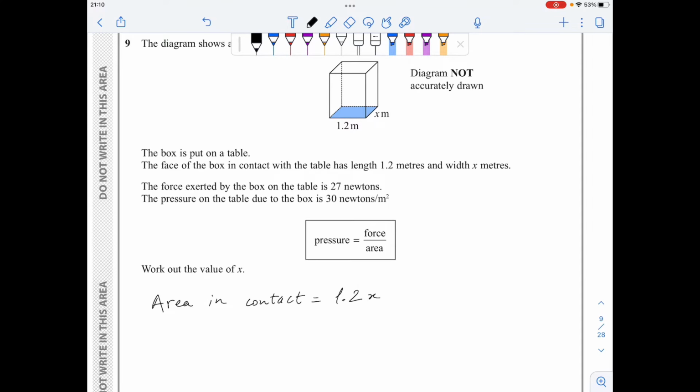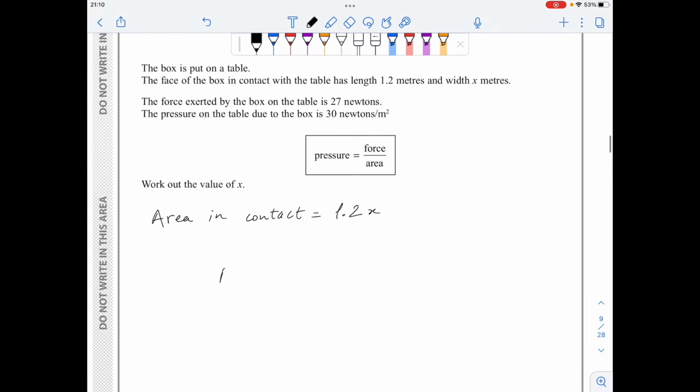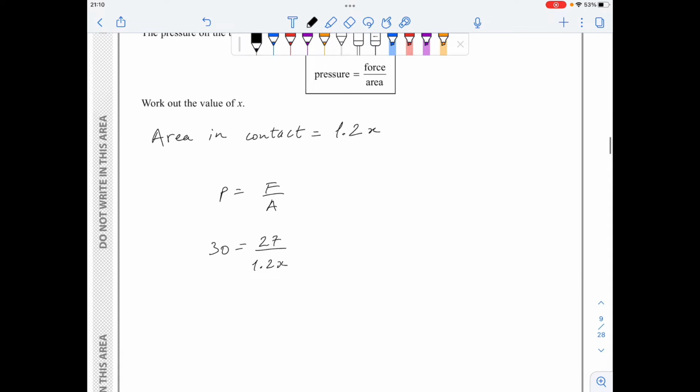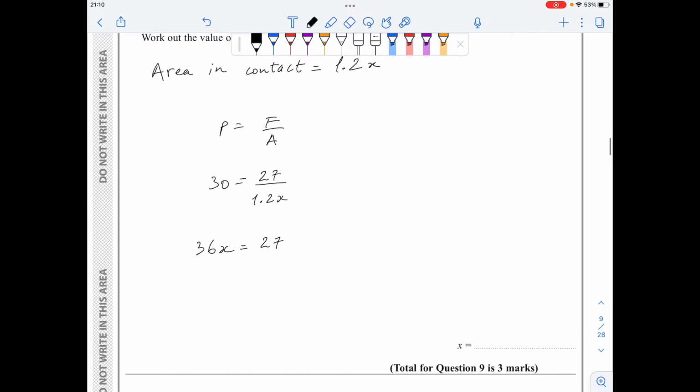Now, using the formula given, pressure is equal to force over area. I've got 30 equals 27 over 1.2x. Let's cross multiply. 36x equals 27. So x is 27 over 36. This is the same as 0.75.